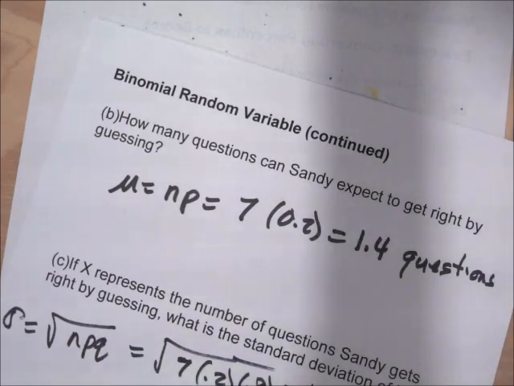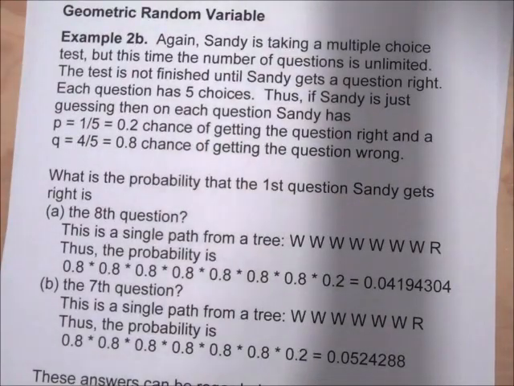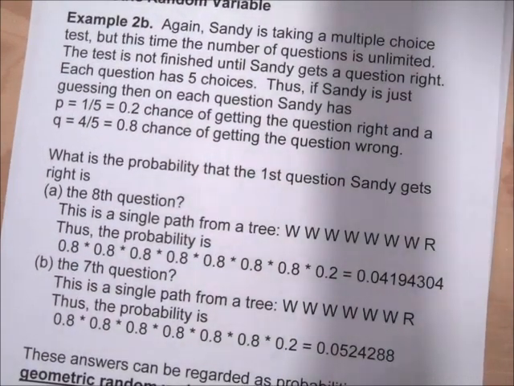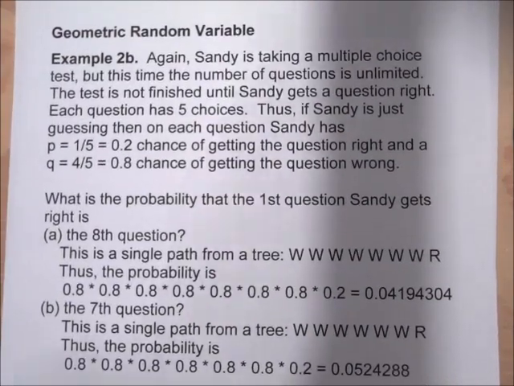Okay, so there's a random variable that's related to the binomial random variable, and it shows up a couple of times in some of the exercises, but it's a geometric random variable.